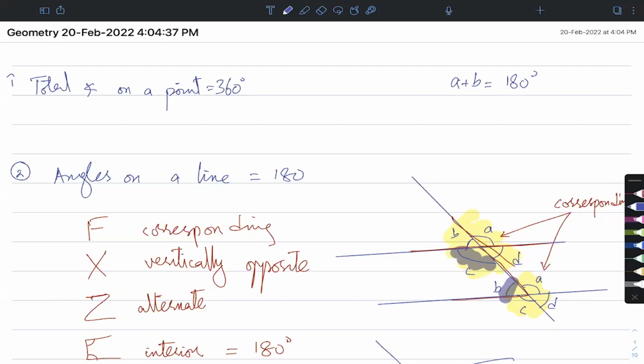Yeah, but in that example that you've drawn to the right, which ones are corresponding? A and A. A and A, yeah. Because they make an inverted F. Okay, I see. Yeah. You see this one?